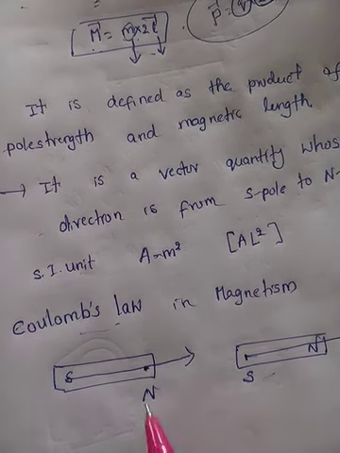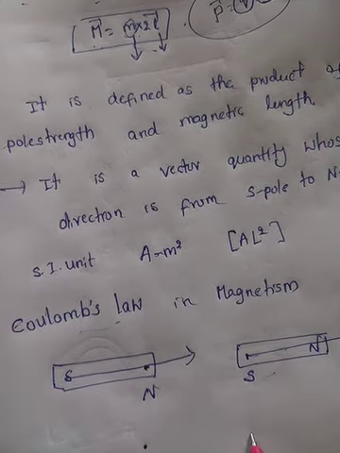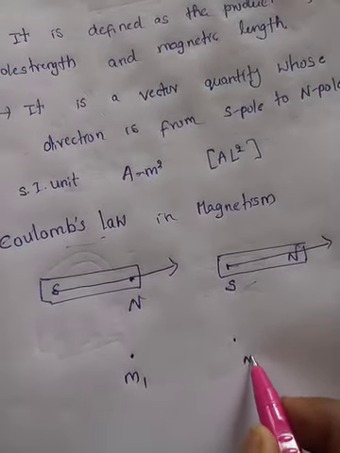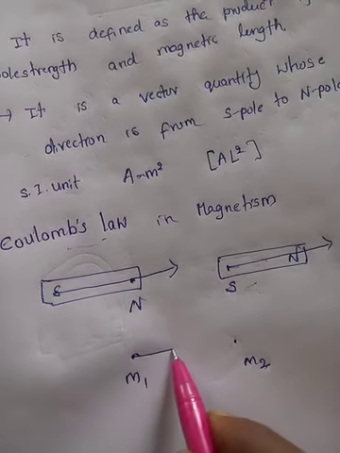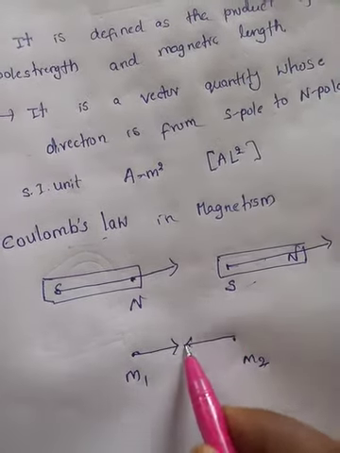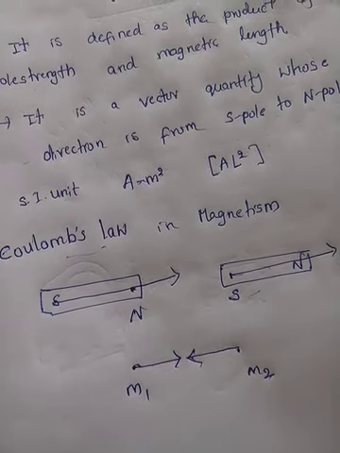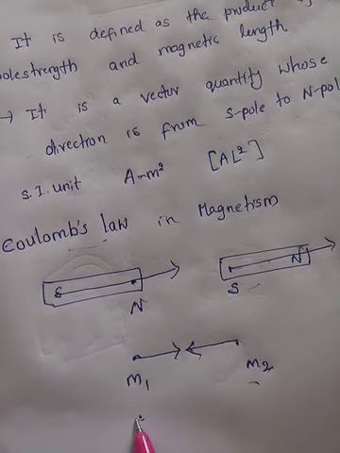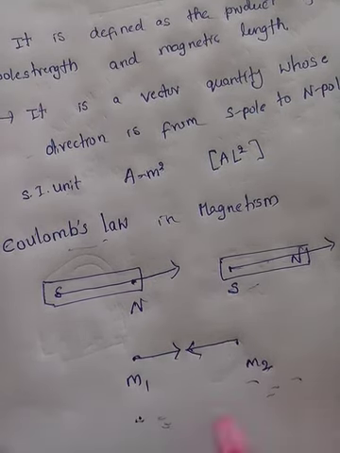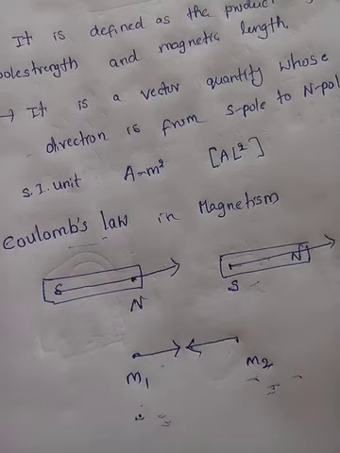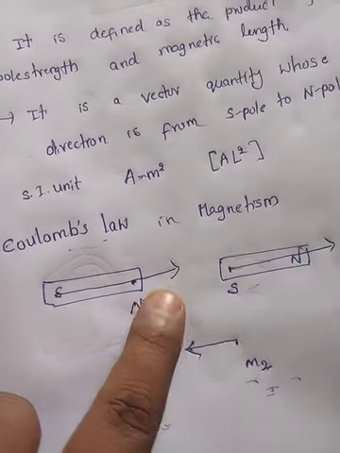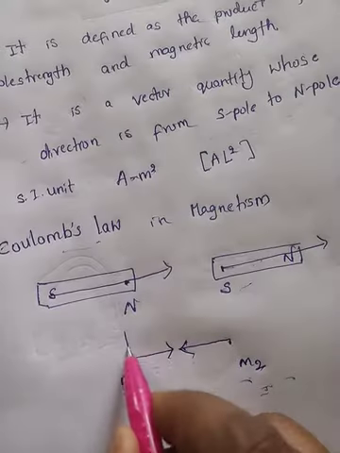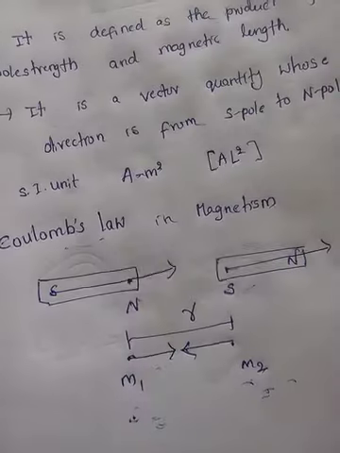So now what happens here? If you take two poles, assume that one has pole strength M1 and the other has pole strength M2. If they are opposite poles, they will attract, or they will repel? These two are opposing. So these two are like poles. These two are unlike poles, so they are attracting each other. For example, the distance between the two poles is r.